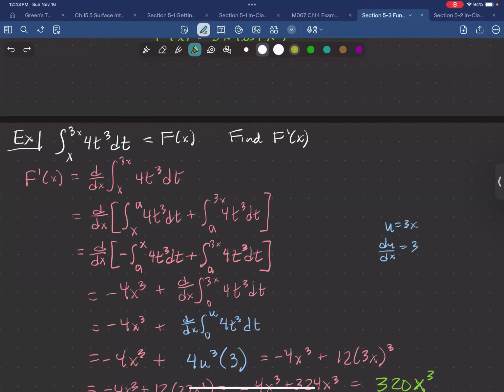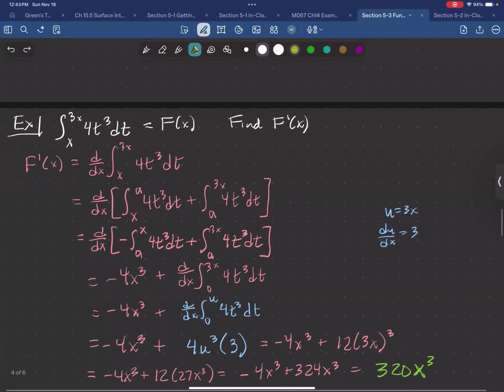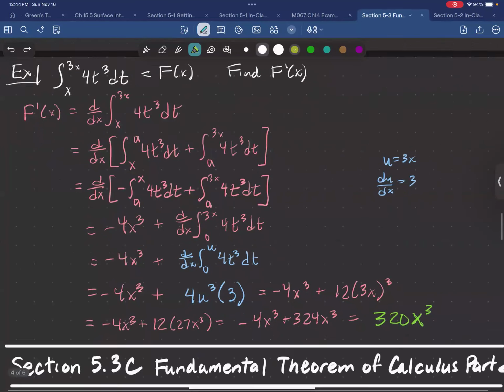And this wasn't a trivial thing, so I took my time with it. U is 3x, and we're cubing it. So remember that the cube's got to hit the 3, and it's got to hit the x. So 3 cubed is 27. So 3x cubed is 27x cubed. That right there is just that right there. Here, I multiplied the 3 by the 4 to get the 12. And now we got 12 times 27, that's 324. They're now both x cubed, so we can add them together, and we end up with 320x cubed. Okay? And that's it for that one.